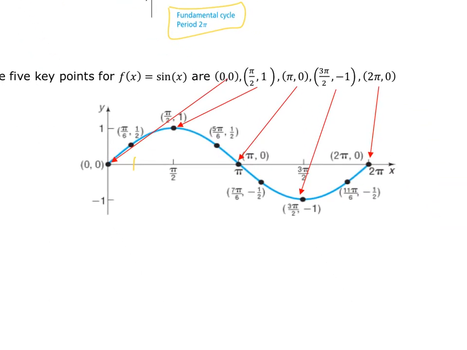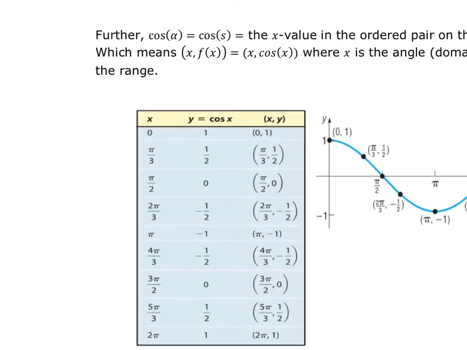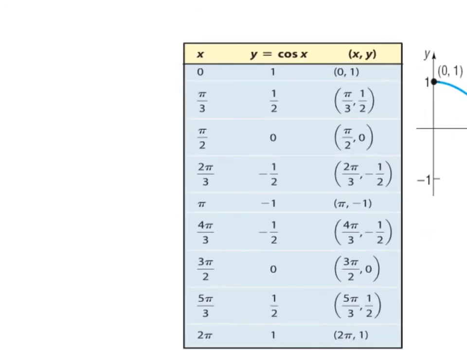So there are my 5 key points: 0, 0; pi over 2, comma 1; pi, comma 0; 3 pi over 2, comma negative 1; and then 2 pi, 0. Those are the easiest outputs to draw. Those are the easiest outputs to do the transformations on. How are we doing? Y'all remember your transformations? I got some, maybe. Okay, same thing is going to happen with cosine.